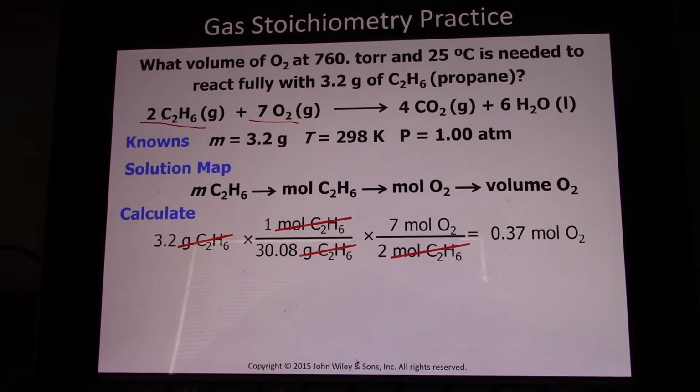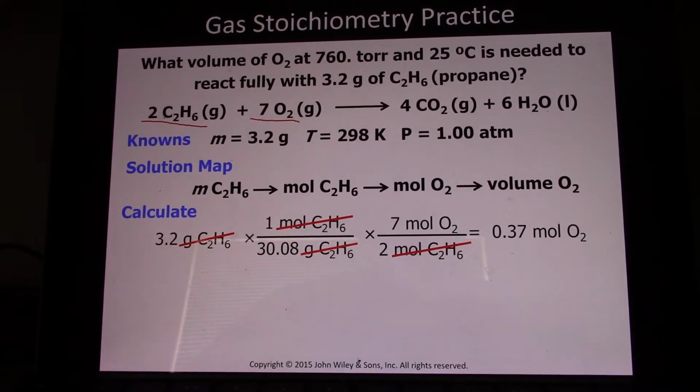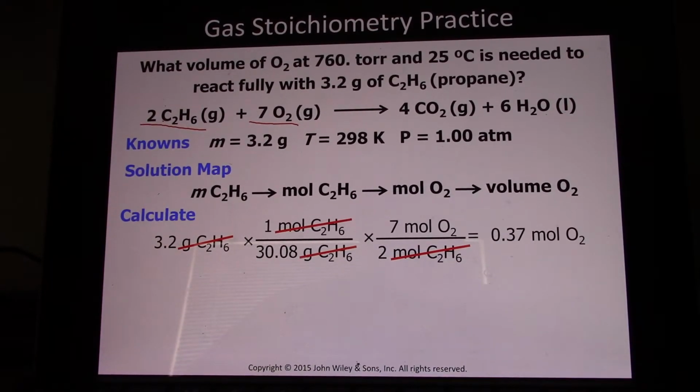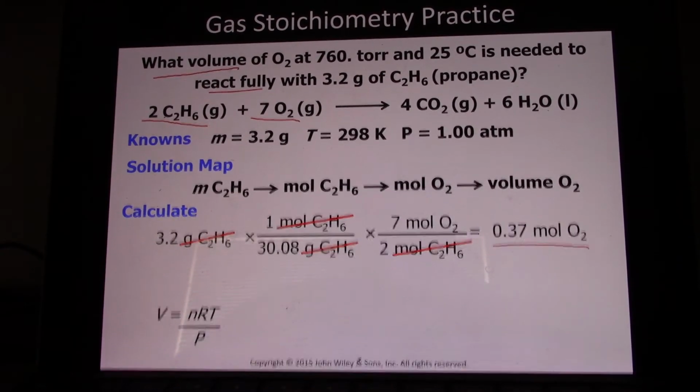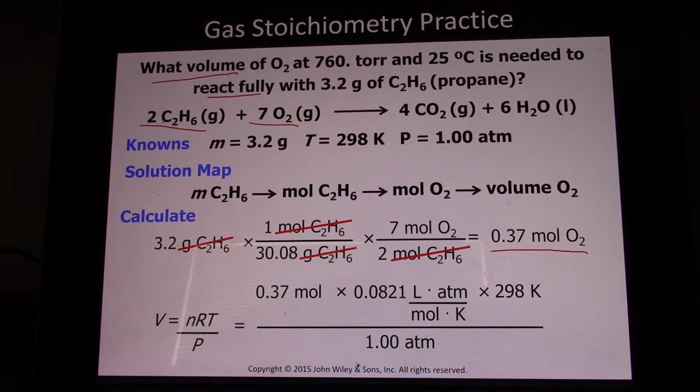Let's double check and make sure it's a balanced reaction. 4 carbon, 12 hydrogen, 14 oxygen, 8 plus 6, 14 oxygen. It is balanced. And so this was from chapter 9. What's new in this chapter is the gas part. We need to find the volume. They're asking me what volume. And I just solved for N, so I can plug 0.37 moles in.